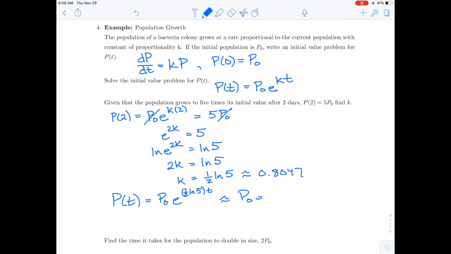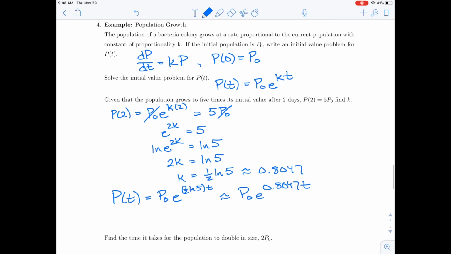which we could approximately write as P sub 0 e to the 0.8047 t. But I don't suggest using that decimal approximation because it's in the exponential, and therefore the error in that approximation will grow exponentially. So I do suggest using 1/2 natural log 5 when plugging that into your calculator for computations.